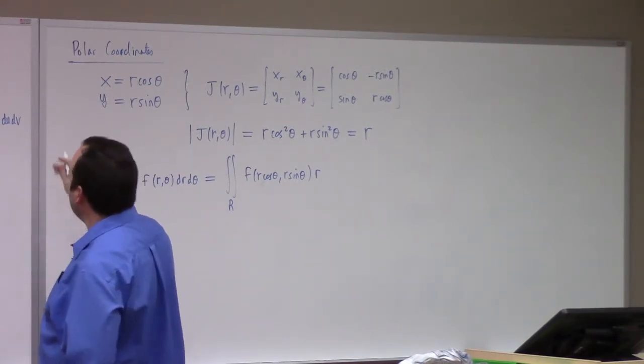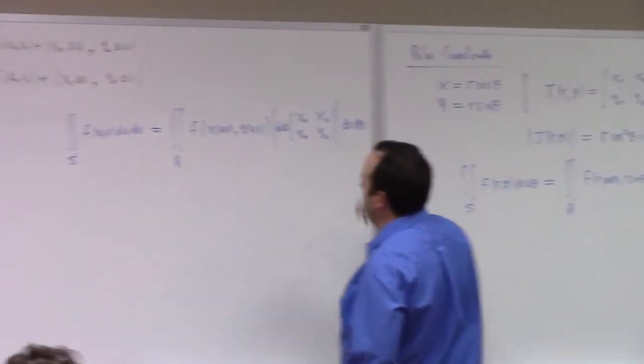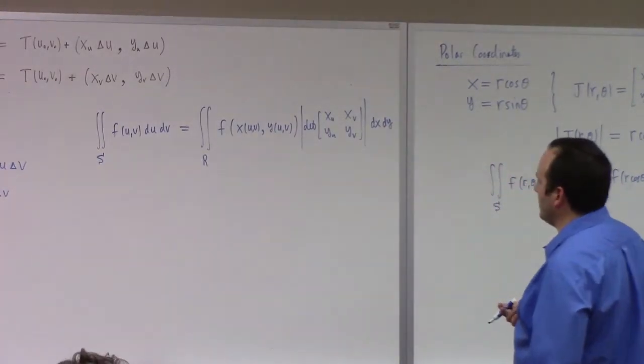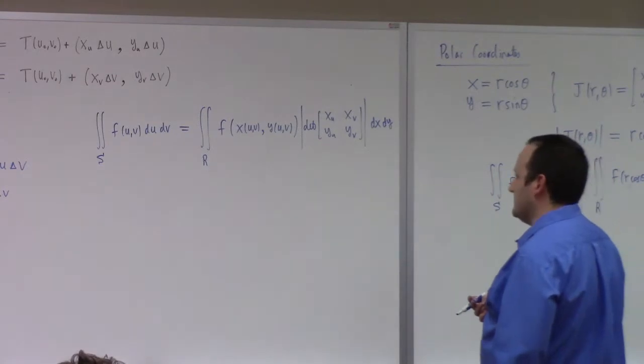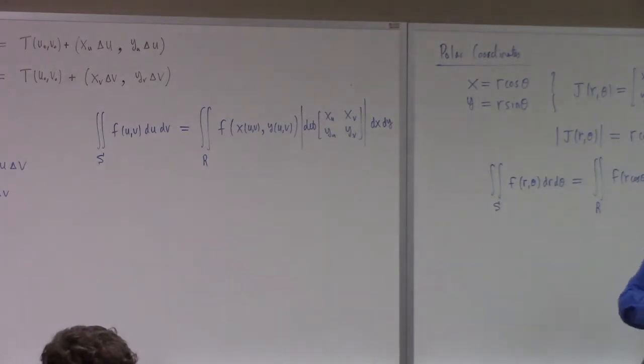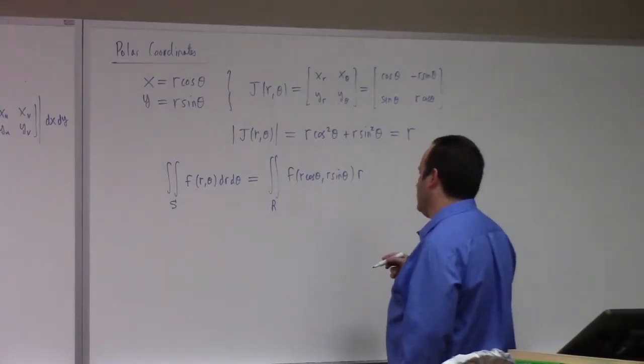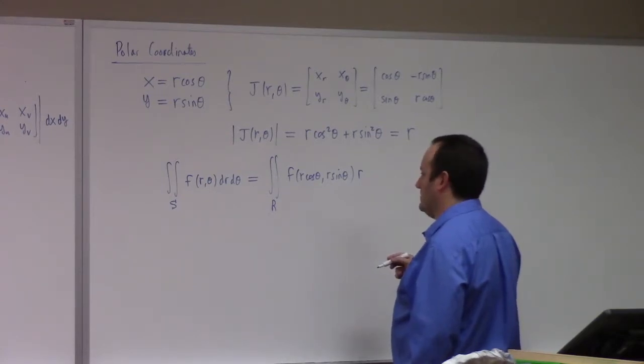I'm sorry, guys. This is not supposed to be u and v here. This is supposed to be x and y. Otherwise, this is really weird. Well, it's still weird. All right. So this is still not how I want to write it. My brain is broken today.